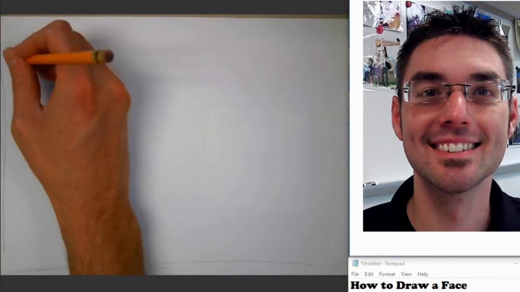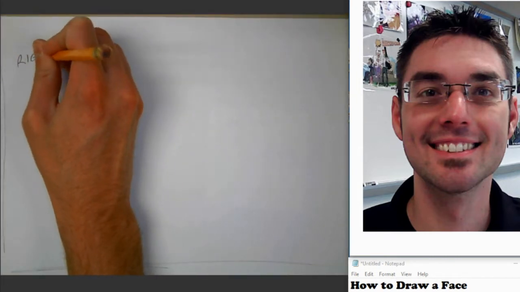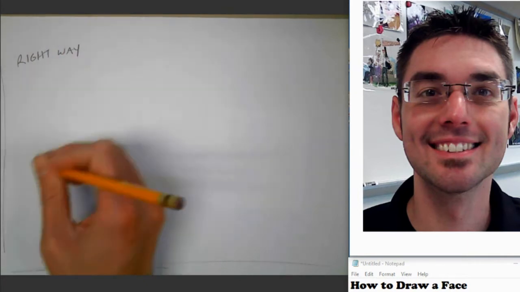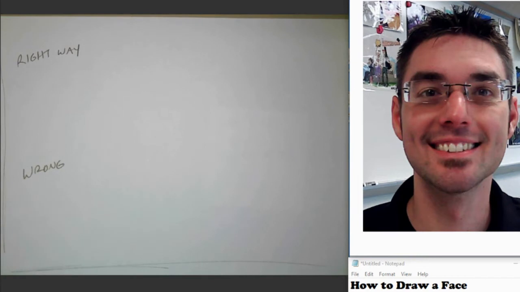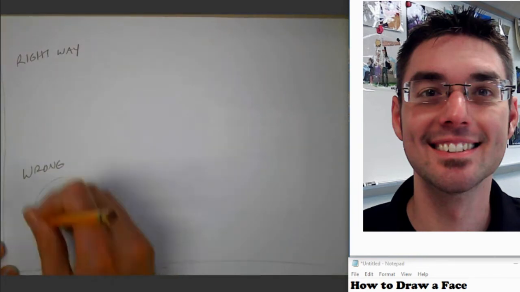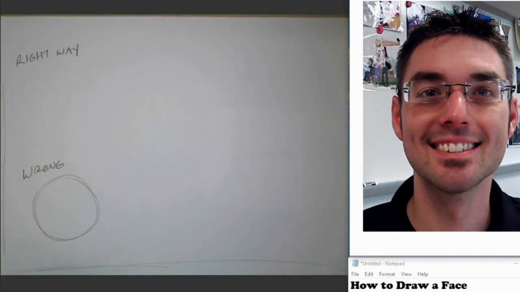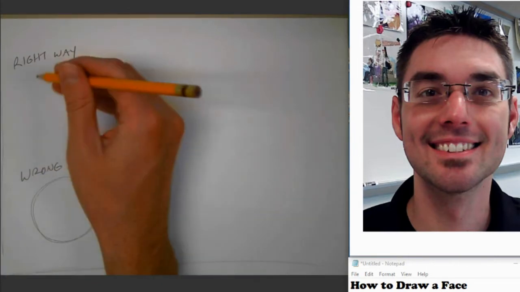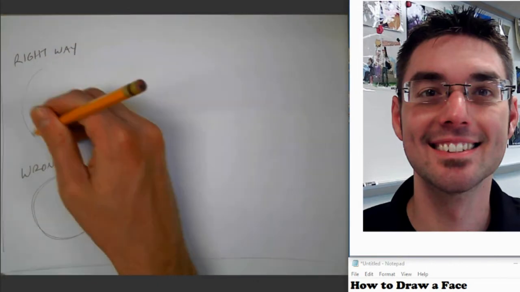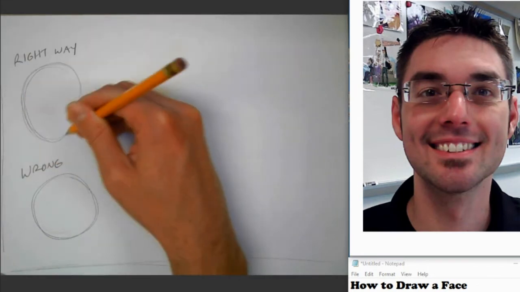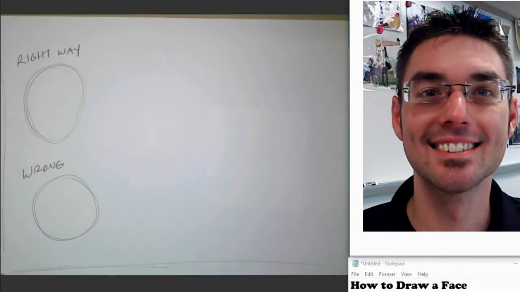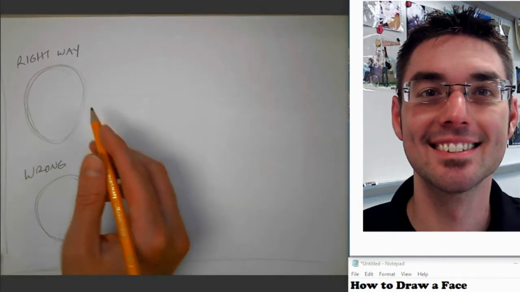to show you the right way to draw a face and the wrong way to draw a face. So the wrong way that most people do is they create a circle. But my face is not a circle. My face is more like an egg shape. So I'm going to draw like an oval. Like an egg. That's the right way to start.